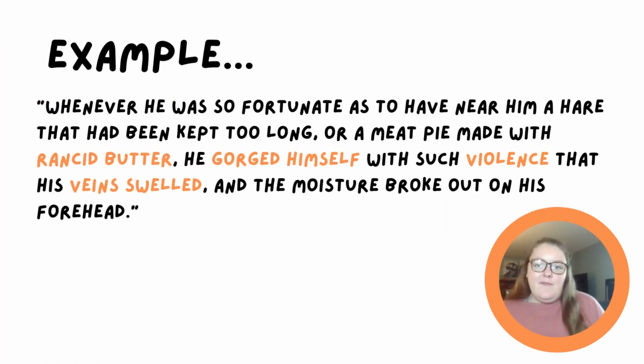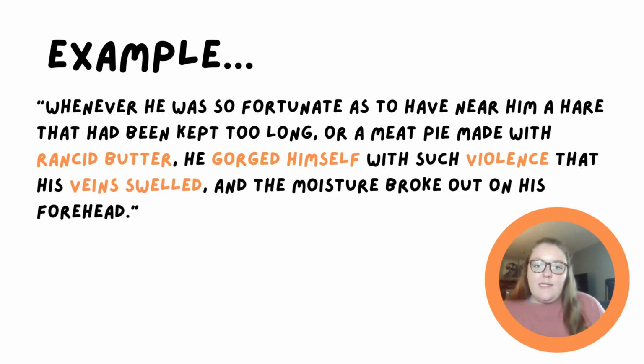Now let's practice analyzing a passage for diction and tone. Here's an example of a short excerpt that reveals tone. "Whenever he was so unfortunate as to have near him a hare that had been kept too long, or a meat pie made with rancid butter, he gorged himself with such violence that his veins swelled and the moisture broke out on his forehead." To begin, I've highlighted some words that I think are examples of deliberate word choice.